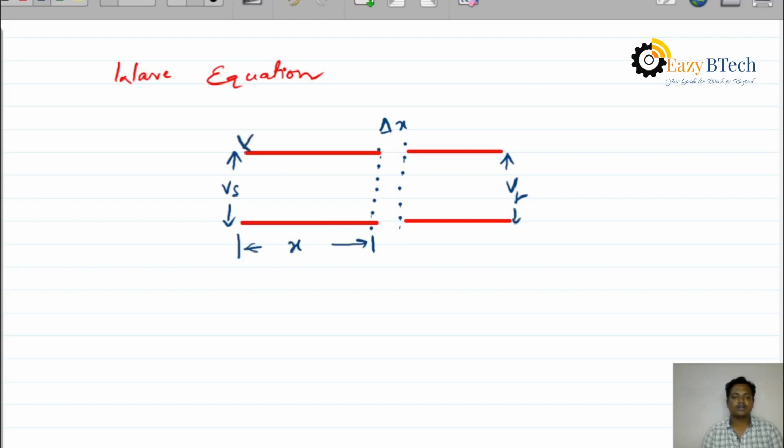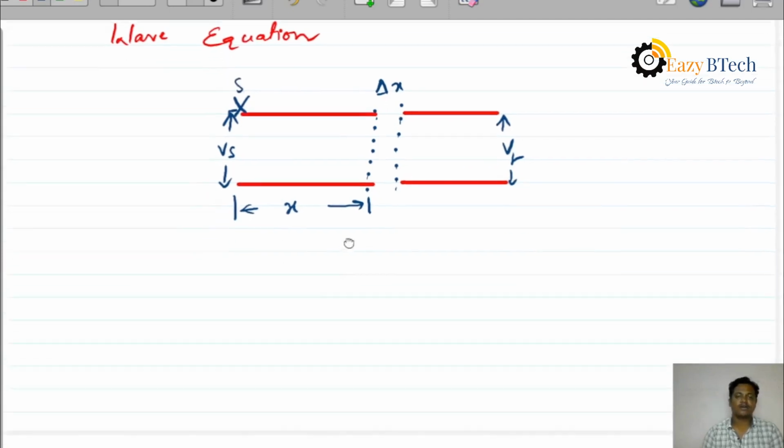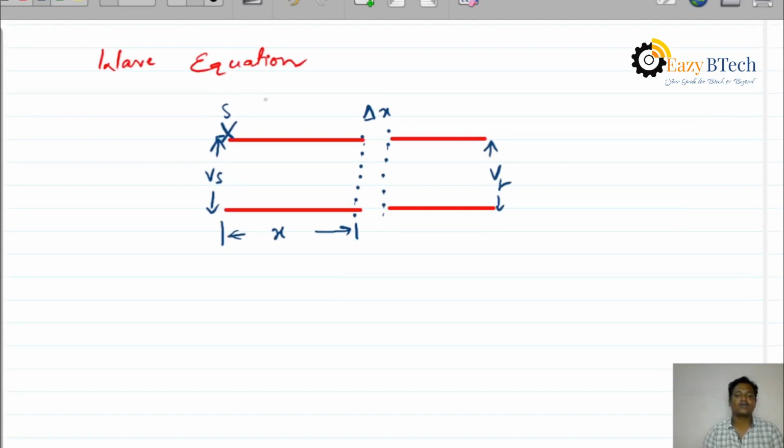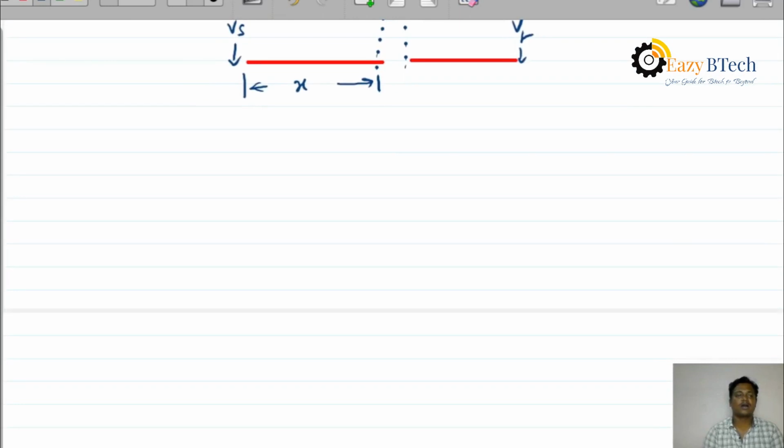Now I'm connecting this to the sending end with the help of a switch. For evaluating the wave equation, I have to evaluate how much is transmitted through this delta x. For that, here I am taking the resistance with capital R. This is the resistance per unit length.